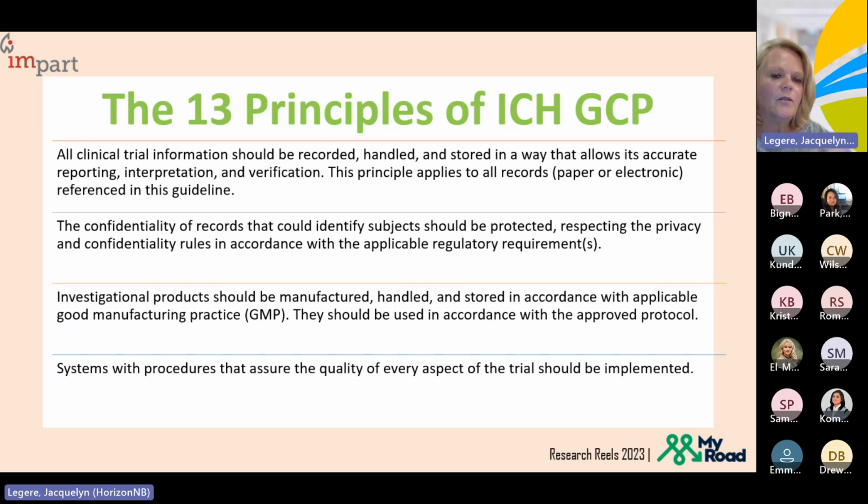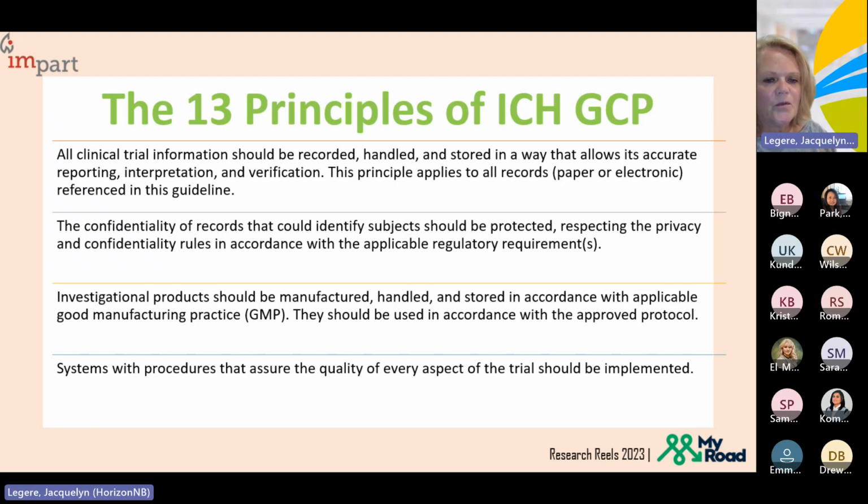Investigational products should be manufactured in accordance with GMP. This is actually a regulatory requirement. So this would be something that a sponsor, and sponsors in the clinical trial world are typically big pharmaceutical companies. So we'll take one, for example, Moderna with COVID-19 vaccines. When they created their vaccines, in order to get them out on the market, or if they're going to use them in a clinical trial, they have to demonstrate to a regulatory authority that they were manufactured, handled, and stored in accordance with good manufacturing practices.